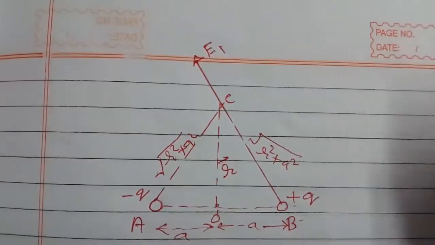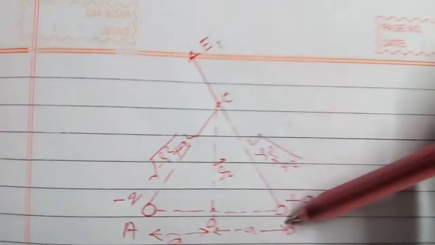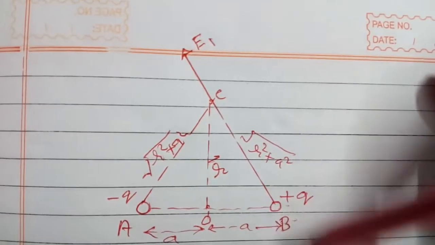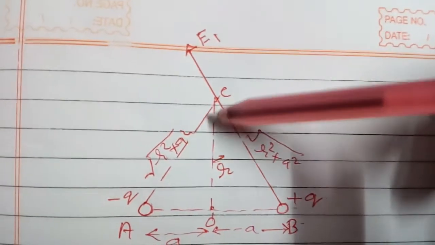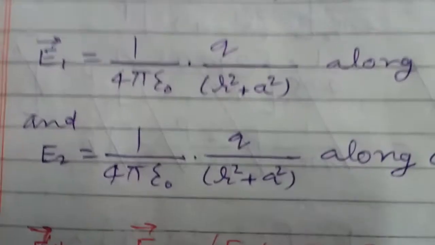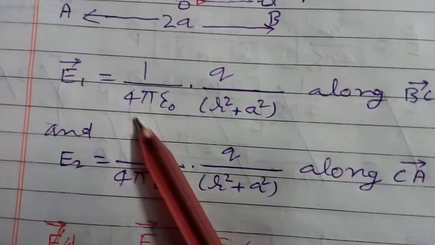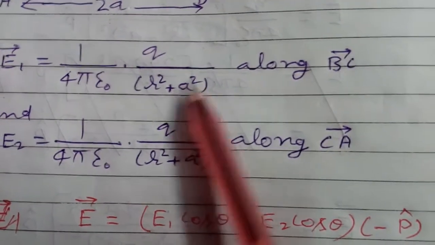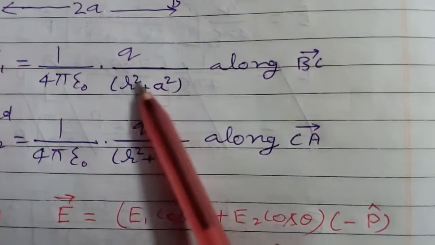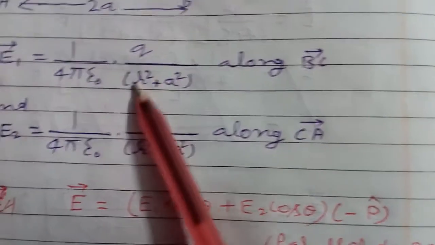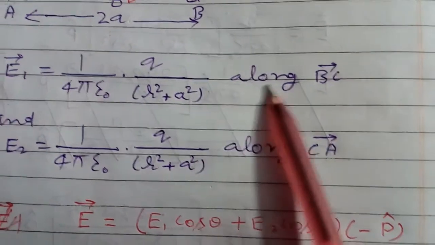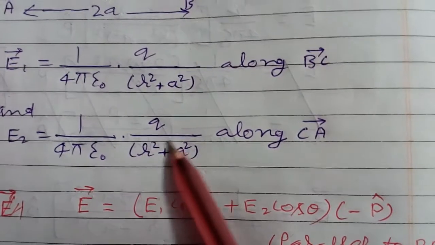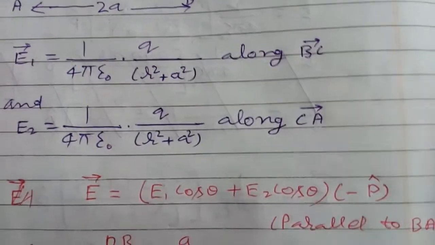Now direction of electric field intensity at point C due to plus q charge will be in this direction, and direction of electric field intensity due to minus q charge will be along CA. Magnitude of E1 is equal to 1 upon 4 pi epsilon naught q upon r square plus a square, because the square of under root r square plus a square is written as r square plus a square, and it is along BC. Magnitude of E2 is 1 upon 4 pi epsilon naught q upon r square plus a square, and its direction is along CA.